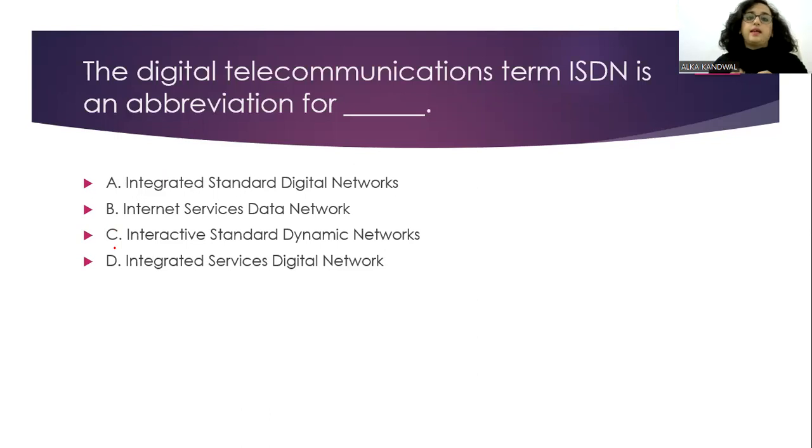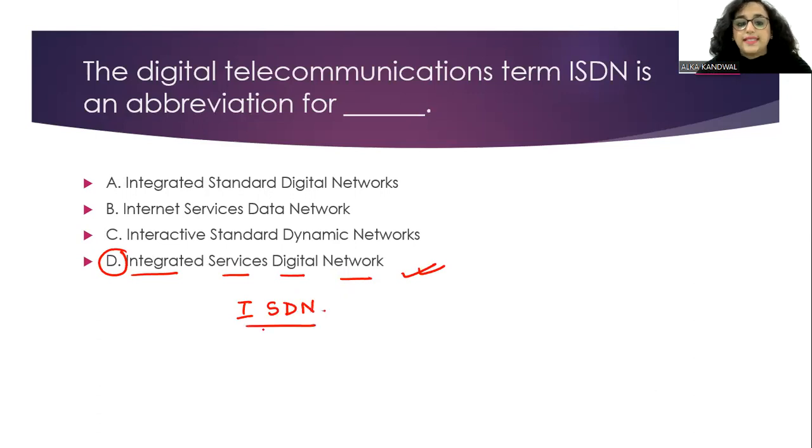Now in digital telecommunication, there is a term ISDN. What is the full form for it? The answer is option D, integrated services digital network. It is a term which is used for the transmission of digital and analog signals. So this is ISDN, meaning integrated services digital network. That is the answer. Very easy so far.